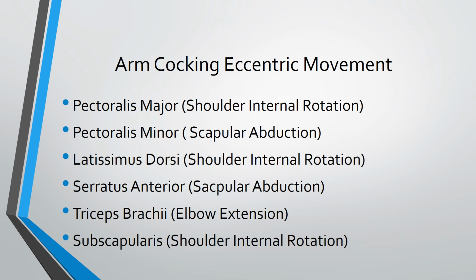The arm cocking eccentric movement includes the pectoralis major, shoulder internal rotation, pectoralis minor, scapular abduction, latissimus dorsi with shoulder internal rotation, serratus anterior with scapular abduction, triceps brachii with elbow extension, and subscapularis with shoulder internal rotation.